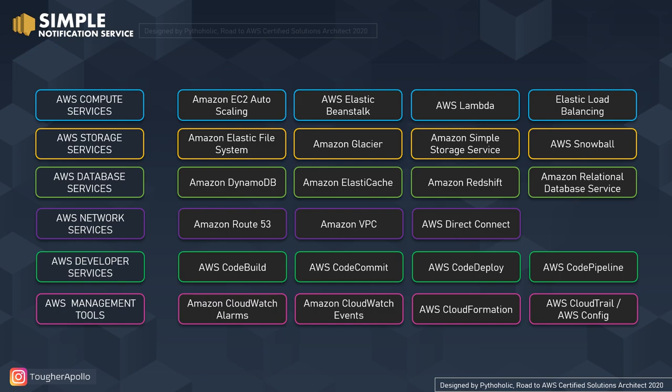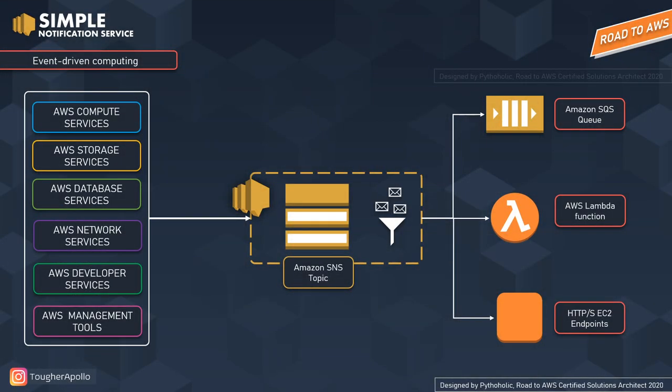And for customer engagement, we also have Amazon Pinpoint and Amazon Simple Email Service. And Amazon SNS can filter and fan out events to the Amazon Simple Queue Service. And these webhooks can be applicable to HTTP or HTTPS web endpoints to support event-driven computing.